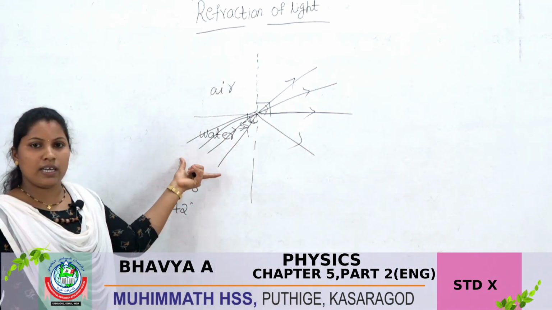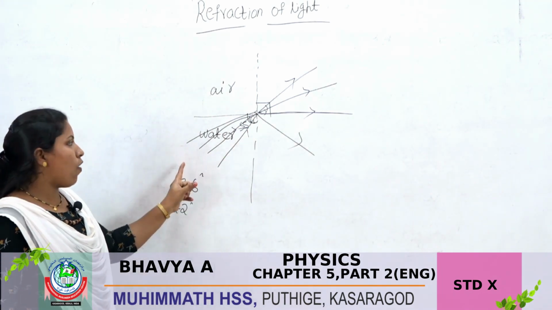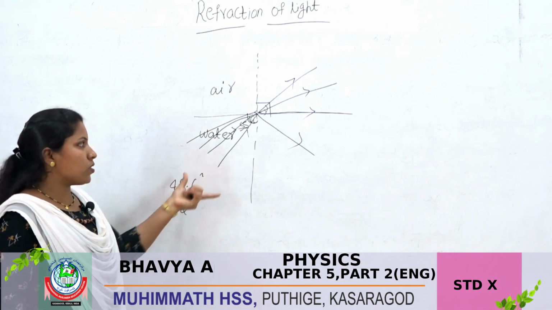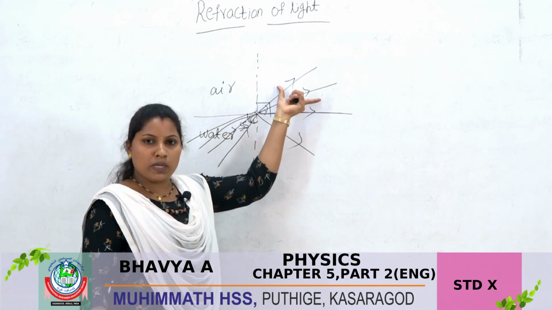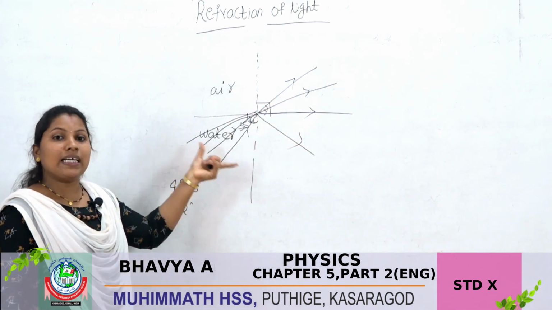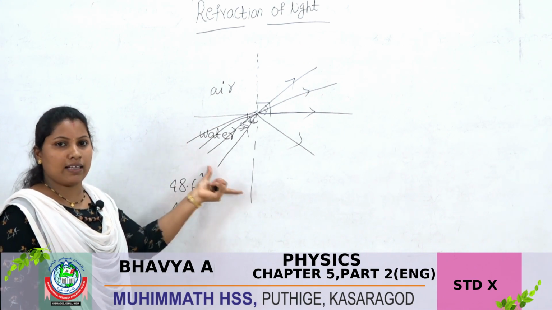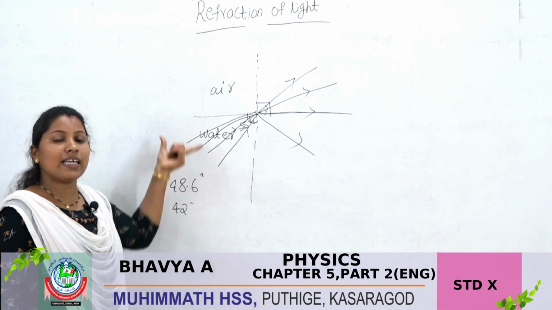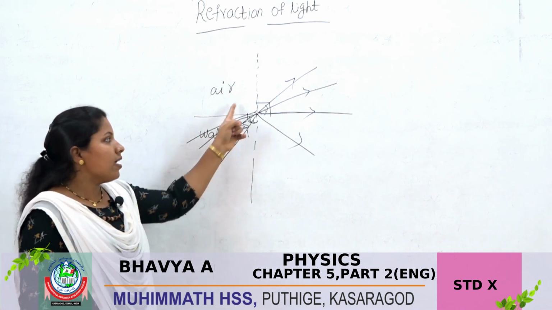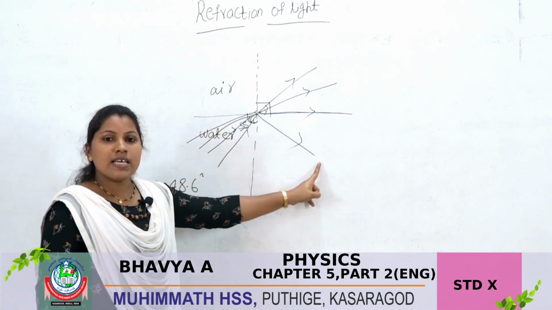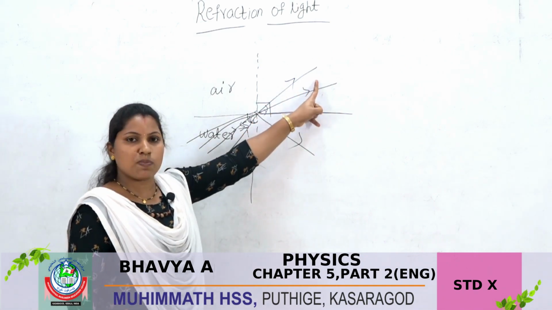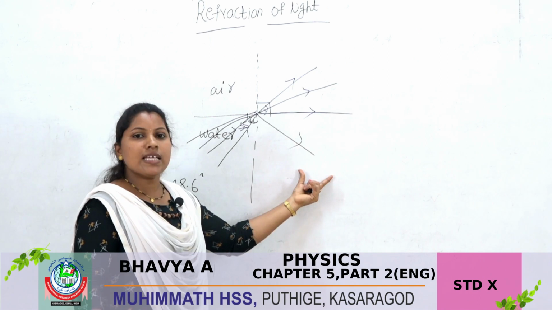Total internal reflection means when a ray of light passes from a higher optical density to a lower optical density and the angle of incidence is greater than the critical angle, refraction does not take place. The ray is reflected back in the same medium.